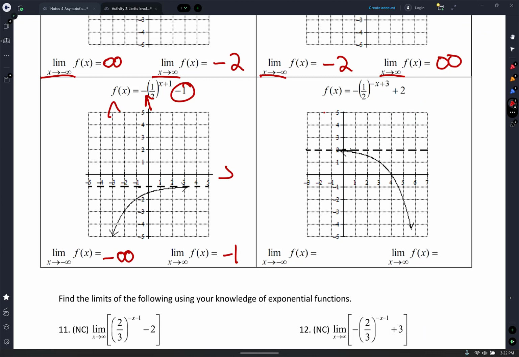If I approach negative infinity, what is this going to approach? 2. That's that shift there. If I approach positive infinity, it's going to approach negative infinity. You could also say it does not exist. All right.